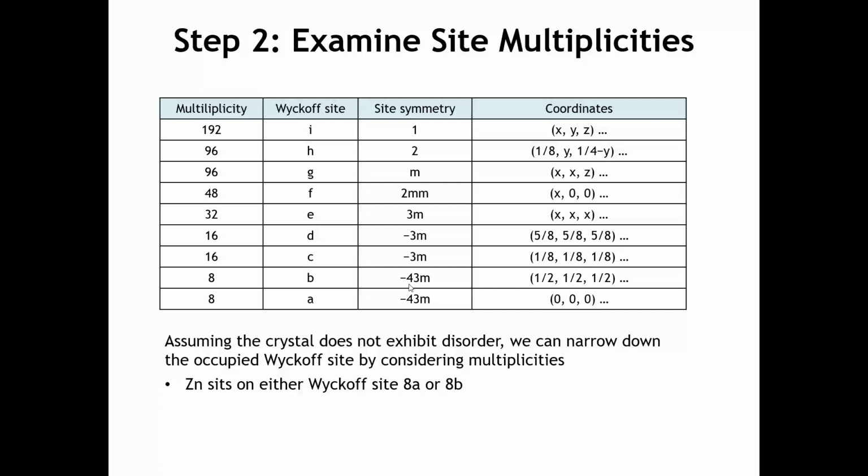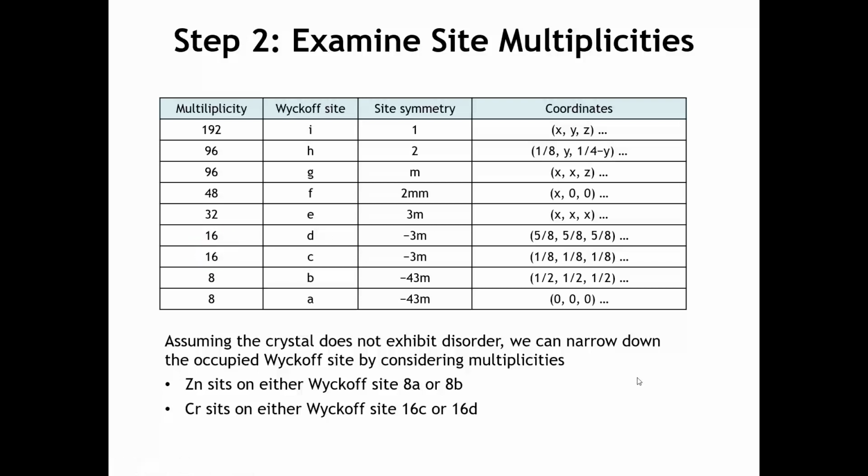Then if we look at the chromium, there's 16 chromiums. So you could get 16 by putting chromium on 8a and 8b. That would be 16. But we can't do that because one of those sites has zinc, and because all of the coordinates are fixed here, you can only put one kind of atom on that site. So what that tells us is that the chromium must go either to Wyckoff site 16c or 16d.